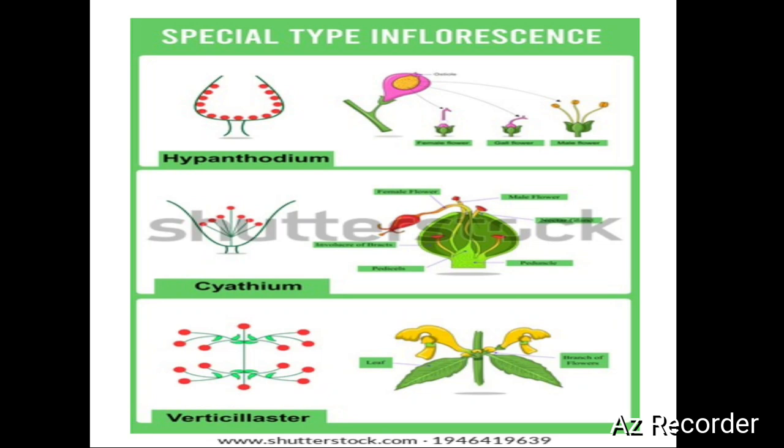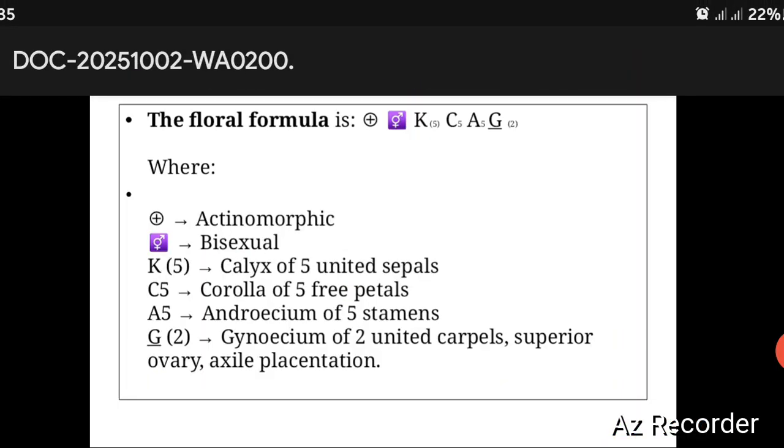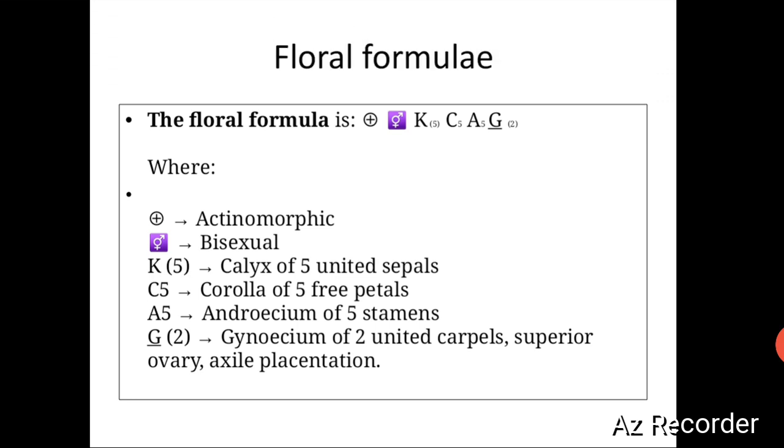You'll be able to see that arrangement. And the Verticillaster looks like that, and the Cyathium looks like that. So for a floral formula of that kind, it shows that it is actinomorphic, bisexual, and the calyx of 5 united sepals, corolla of 5 free petals, androecium of 5 stamens, and gynoecium of 2 united carpels with a superior ovary and axile placentation.